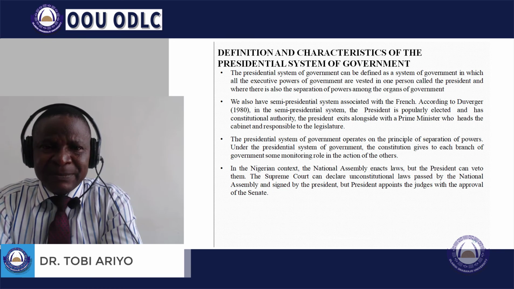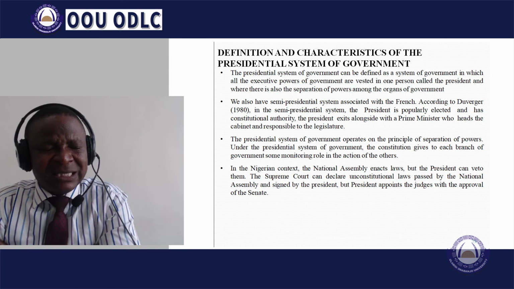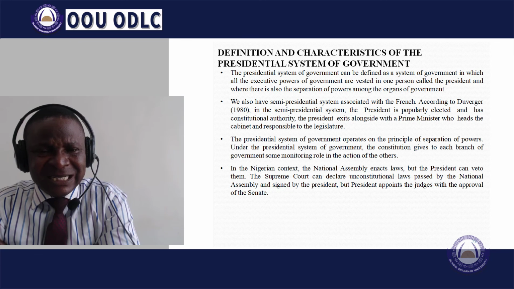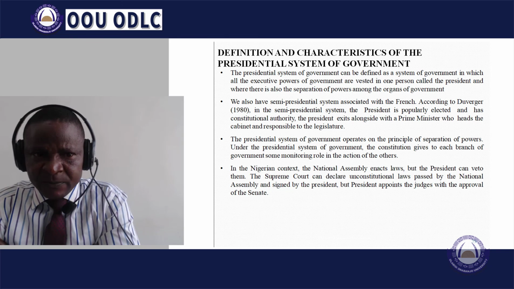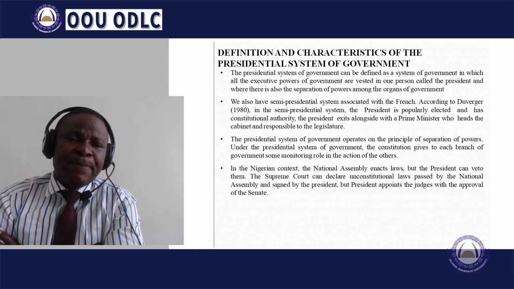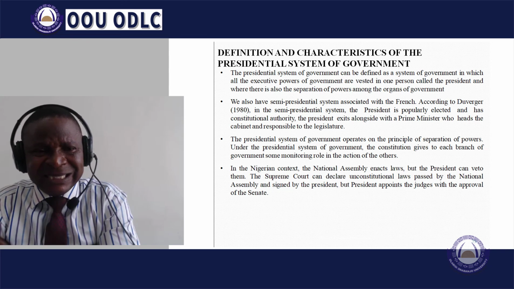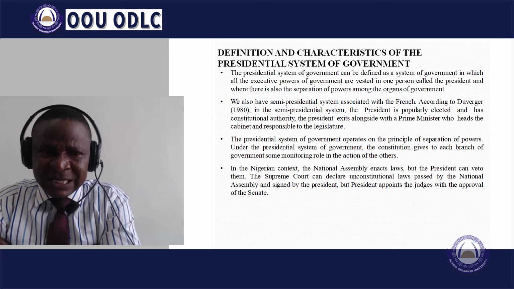Nigeria in the Second Republic, that is between 1979 and 1983, practiced the presidential system, as well as in the aborted Third Republic. At the state level, the presidential system of government was also adopted. And since the birth of the Fourth Republic in 1999, Nigeria has been adopting or practicing the presidential system.